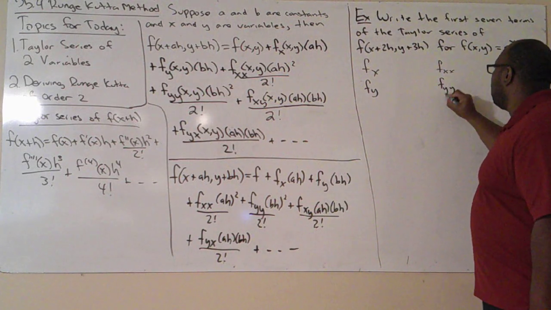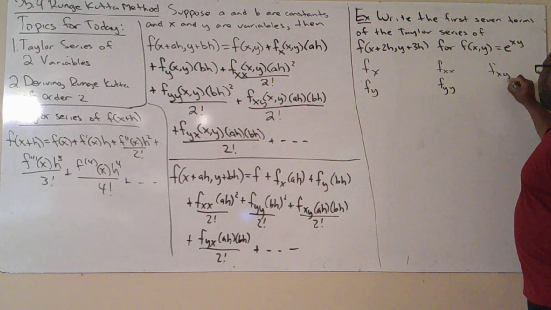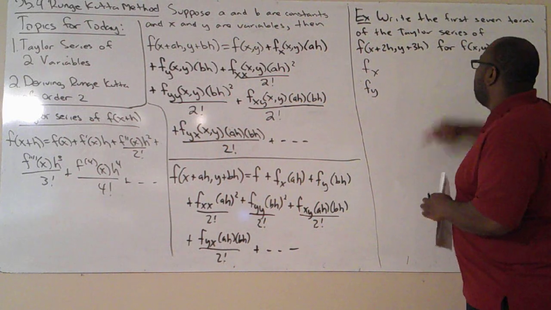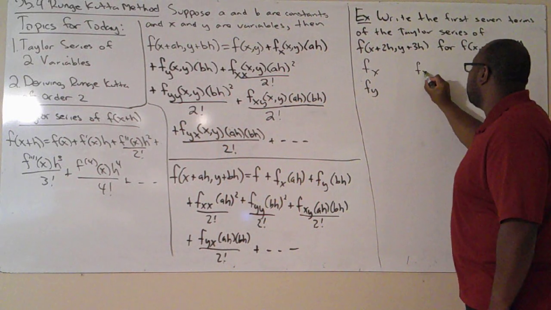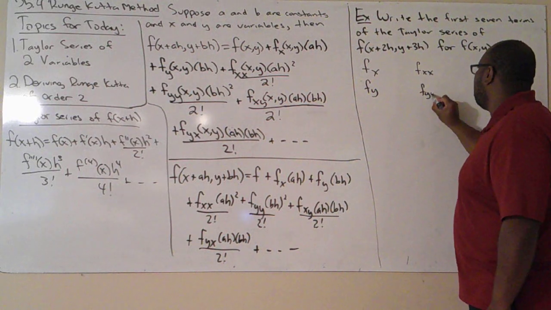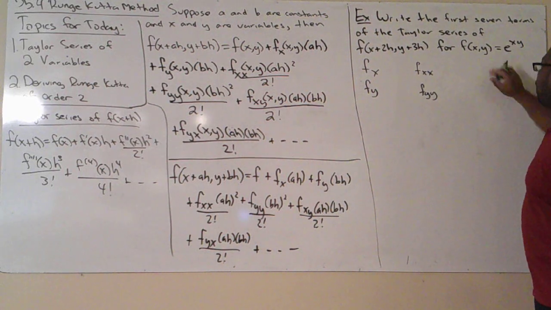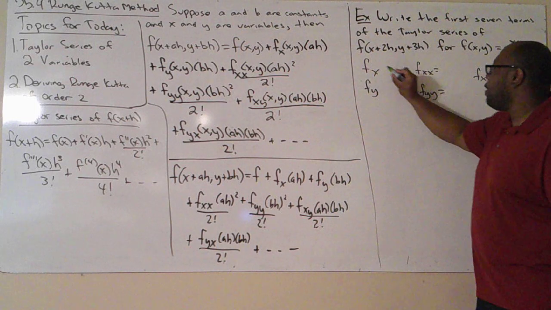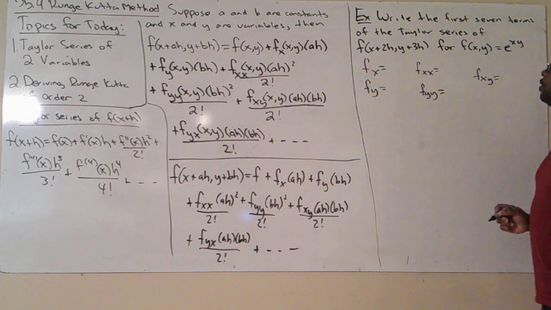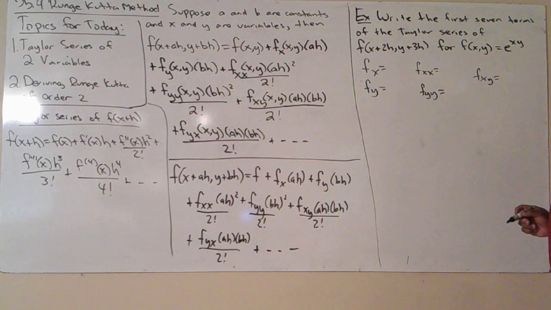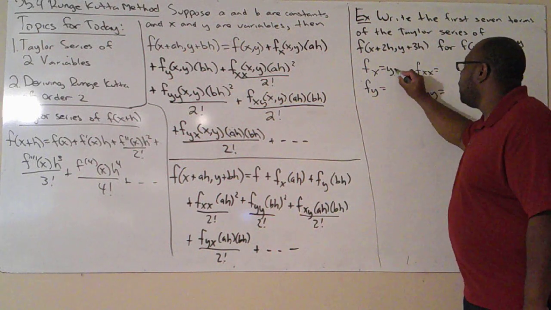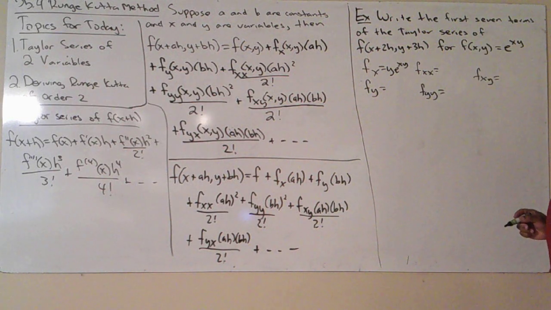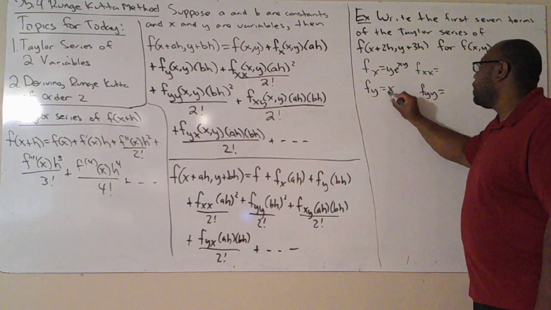And I have x comma y. Do I have enough space? Let me move it over a little bit. Okay. Let's move this over. All right. Good enough. You guys can do this using your calculator if you like. The partial derivative of f with respect to x, I think is going to be y e to the xy. The partial derivative of f with respect to y, I think is going to be x e to the xy.